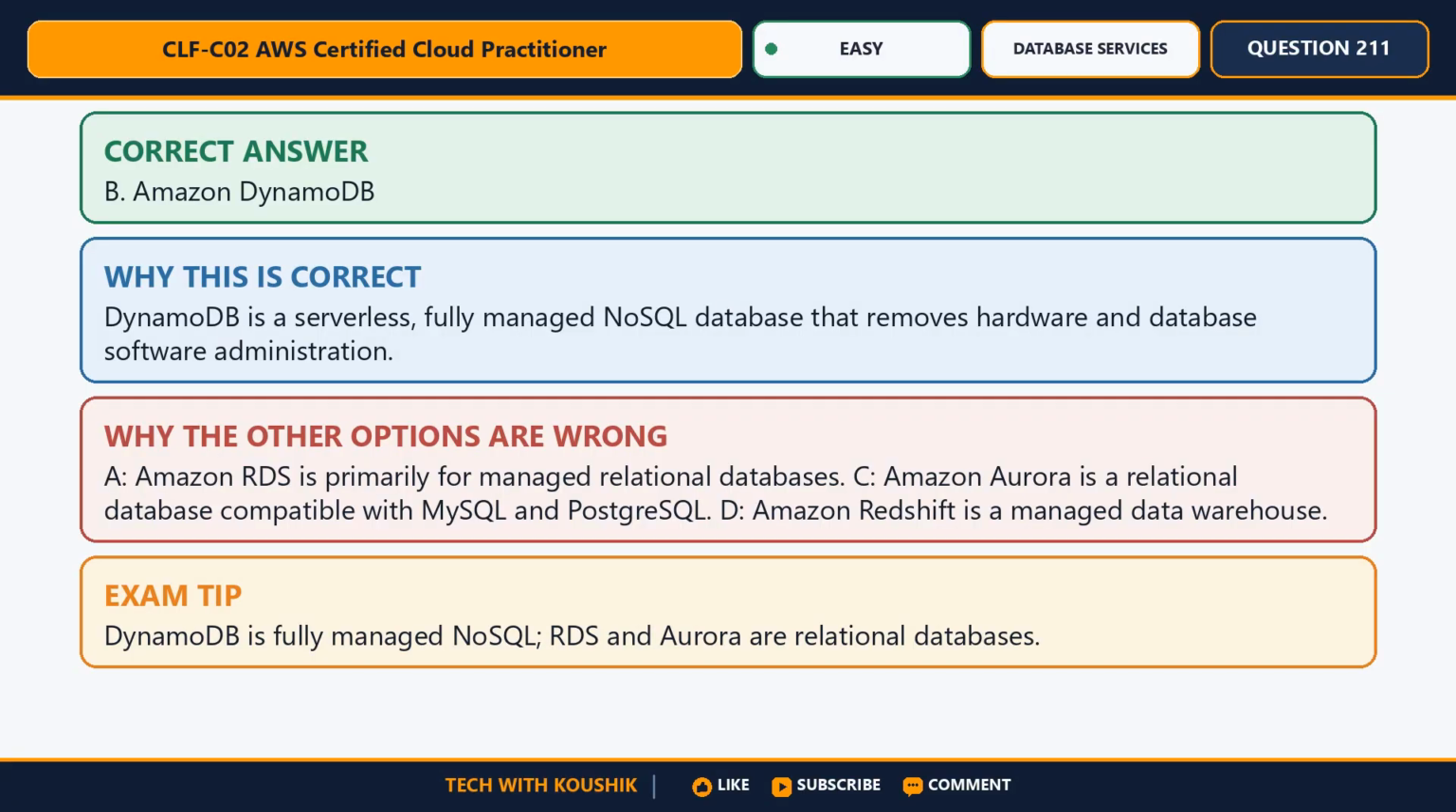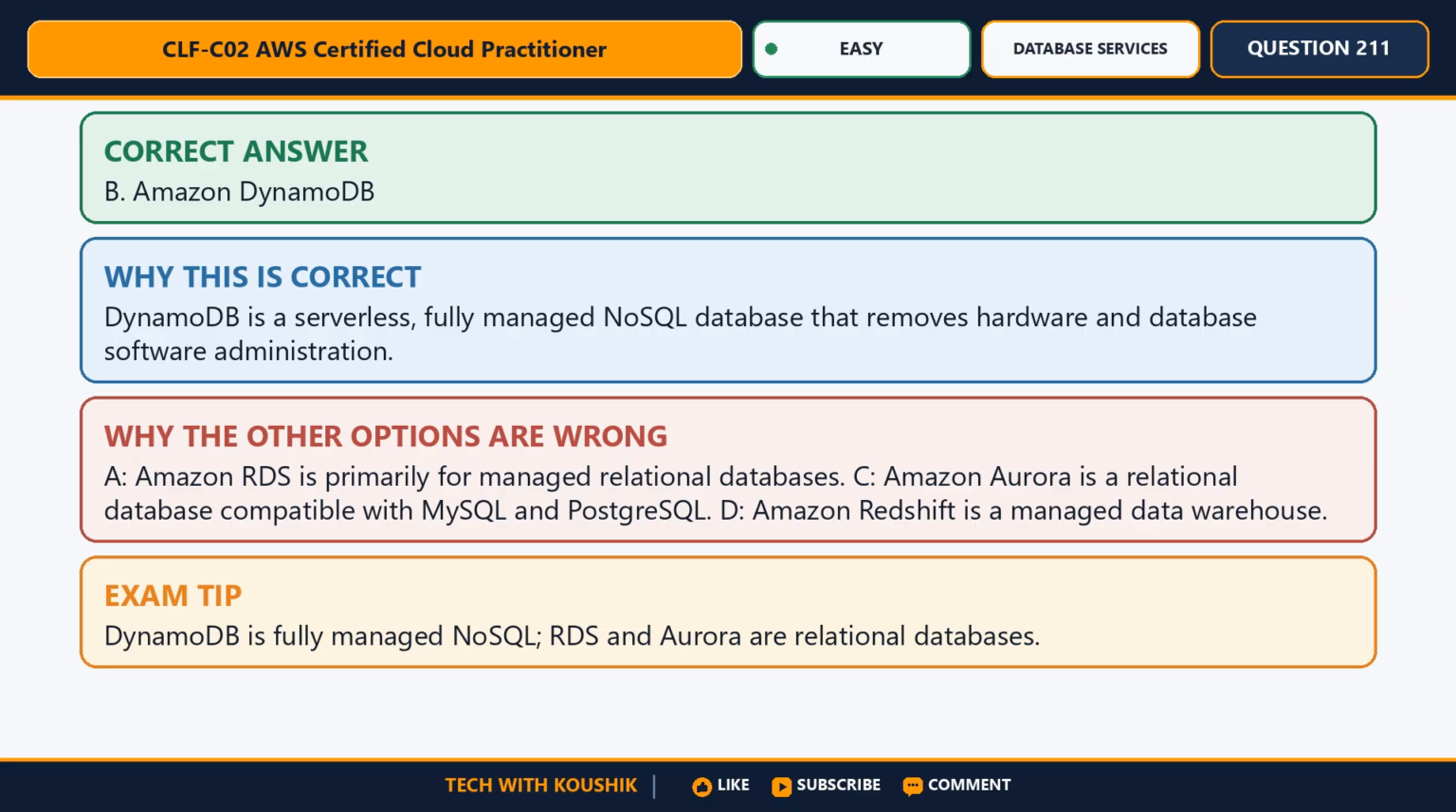The correct answer is B. Amazon DynamoDB. Here is why. DynamoDB is a serverless, fully managed NoSQL database that removes hardware and database software administration. Why are the other options not correct?